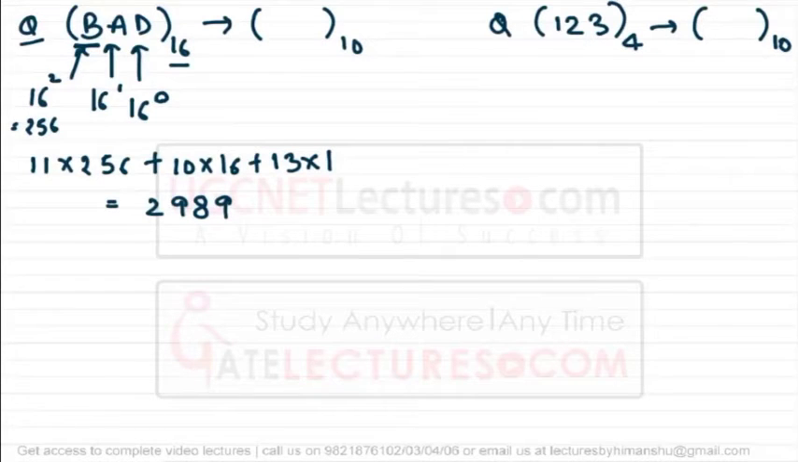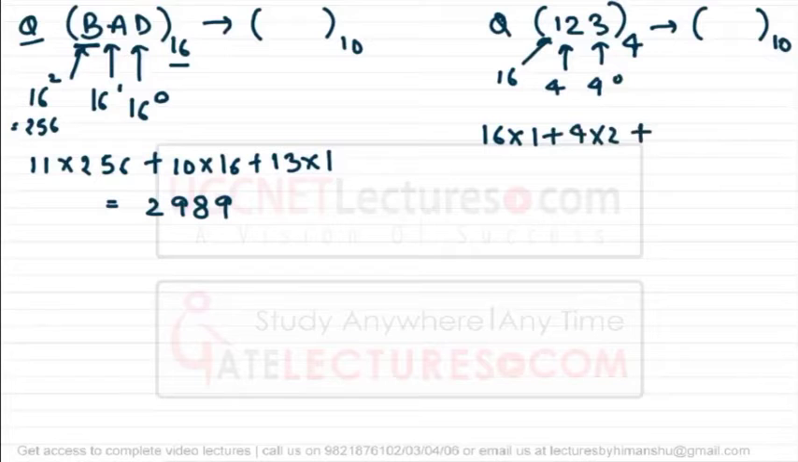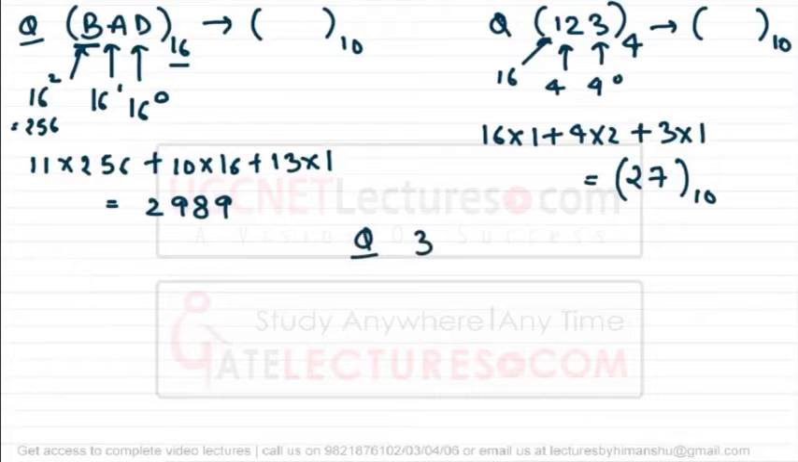Now see, here we have an imaginary number system with base 4. In this case also the procedure is the same. The weight for this bit is 4 to the power 0. Here it is 4 and here it is 16. So the equivalent decimal number is 16 into 1 plus 4 into 2 plus 3 into 1, which is 27. 27 is the equivalent decimal number. I am giving one more problem for your practice. Convert 37.4, which is an octal number, into binary.